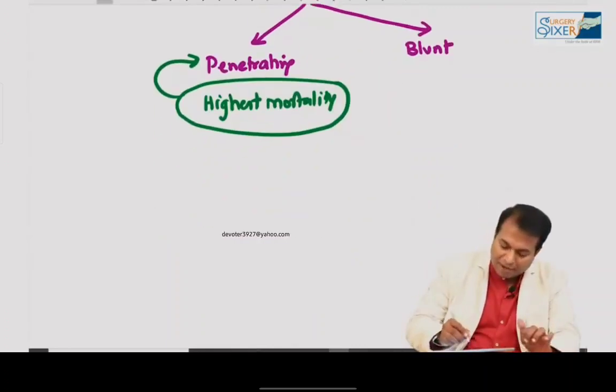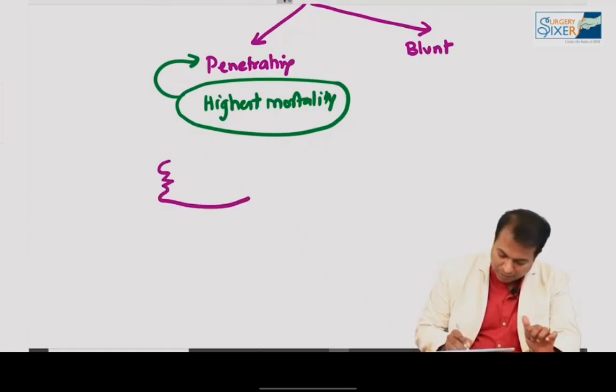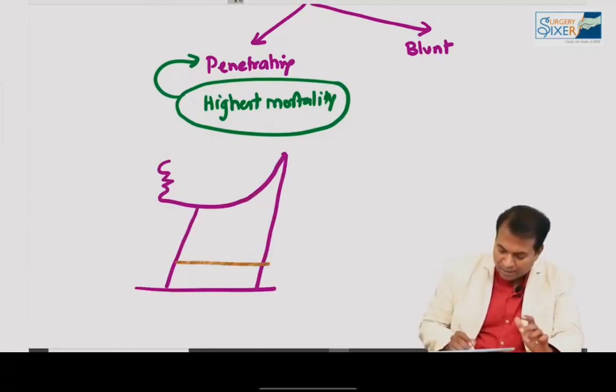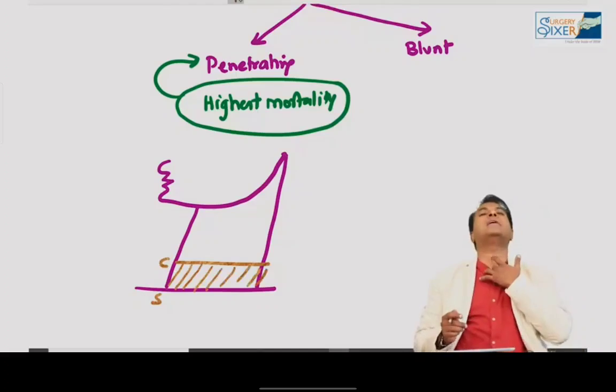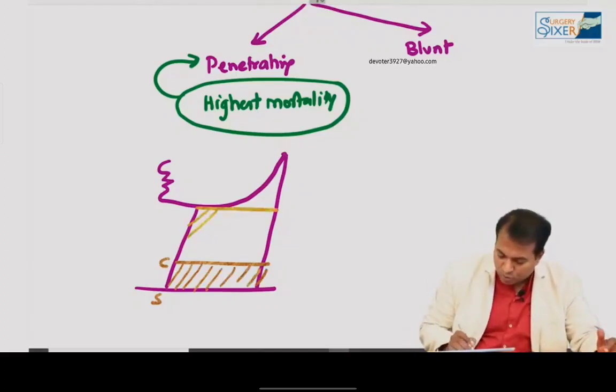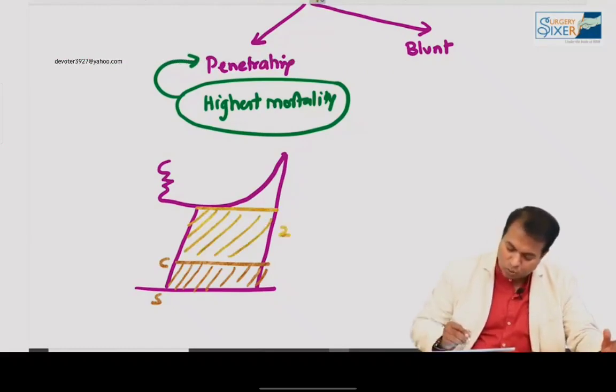And in the neck, you have the following zones. You must have an idea about the neck zones. Zone 1 is from the sternal notch to the cricoid cartilage. So this is zone 1. Sternal notch to cricoid cartilage. Cricoid cartilage to the angle of the mandible is zone 2.